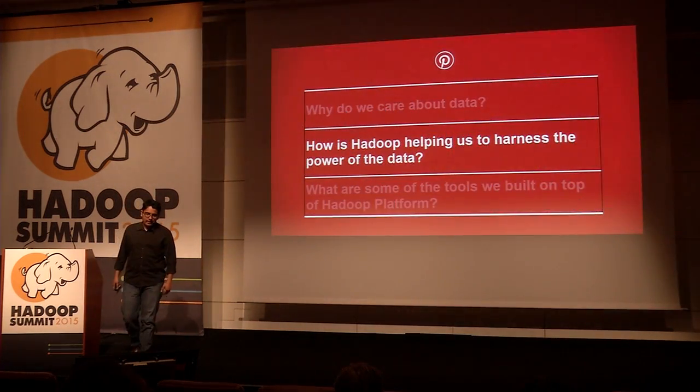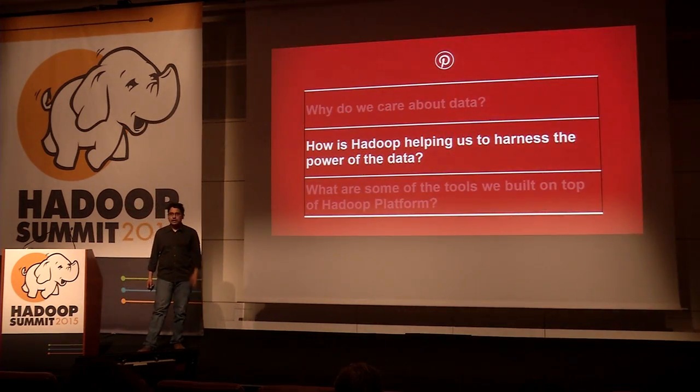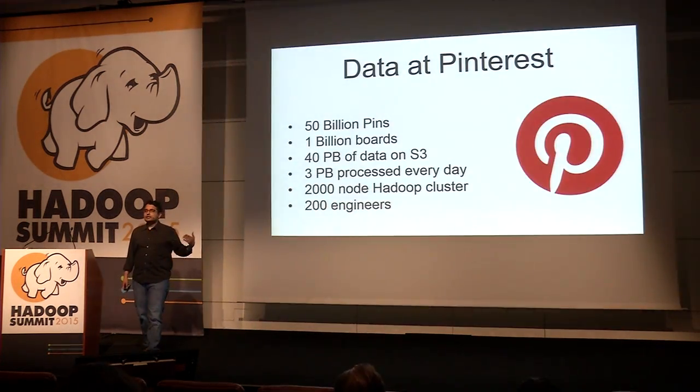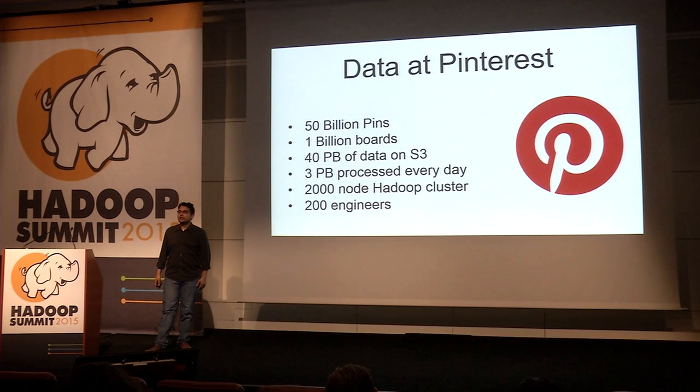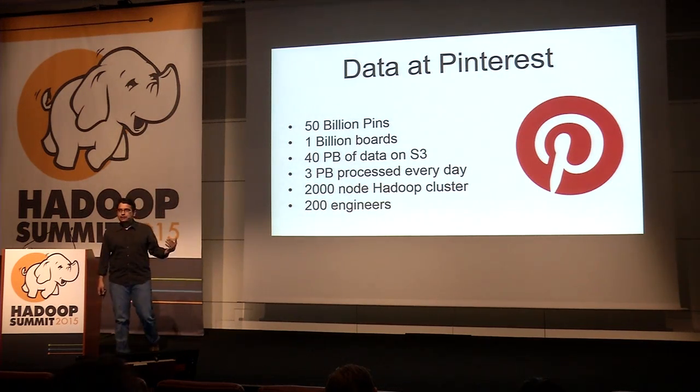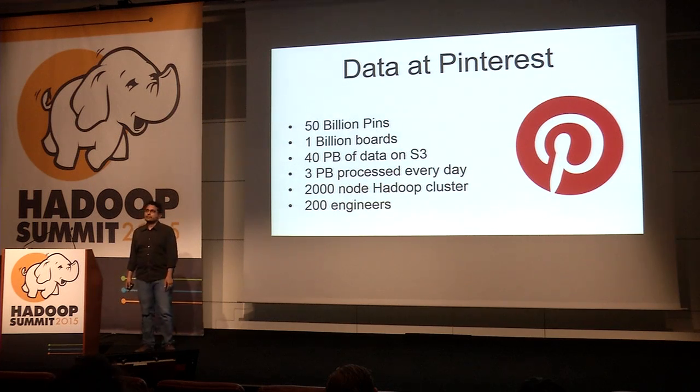And how is Hadoop helping us do this? To start with, let's look at some of the numbers, the scale at Pinterest right now. We are currently indexing about 50 billion pins in our database. These are pins curated by tens of millions of users, saved to close to 1 billion boards.